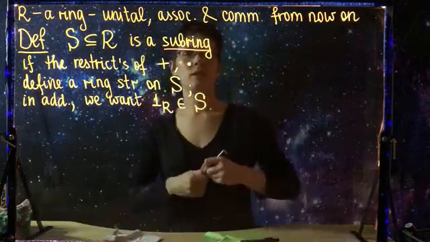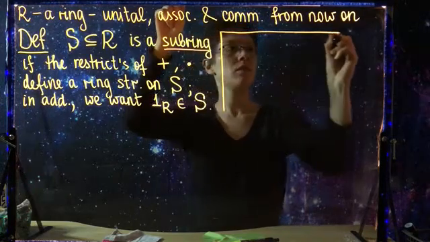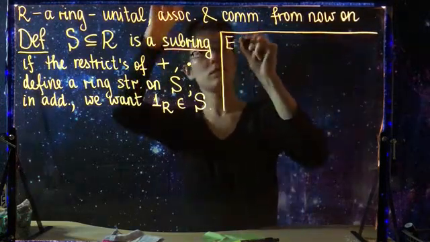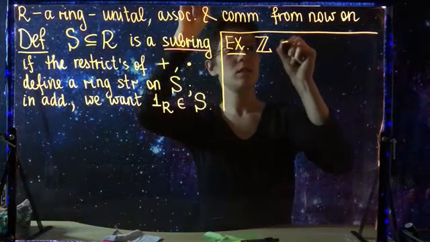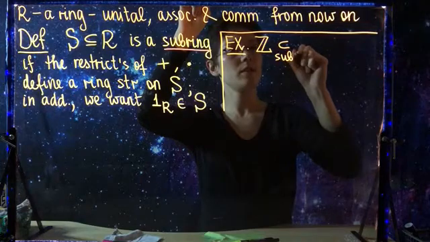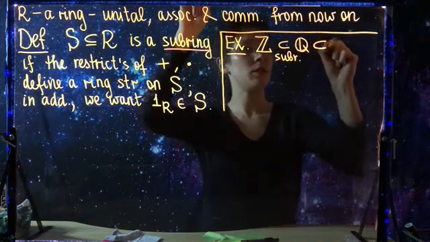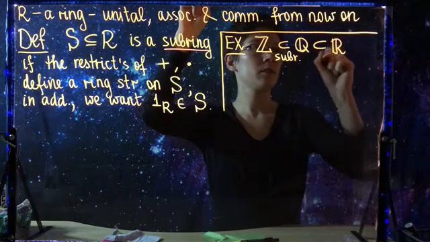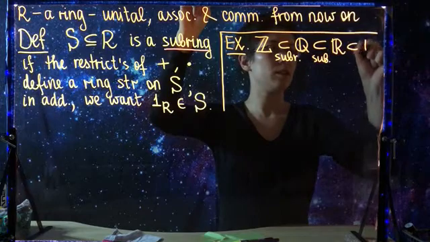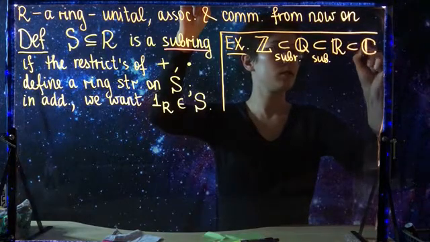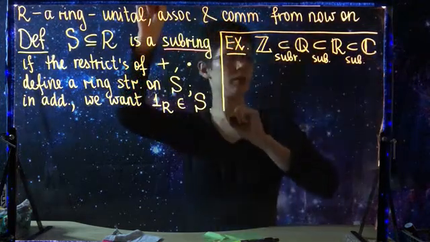Let's consider some examples. So Z is a subring of Q, and Q is a subring of R, and R is a subring of C.